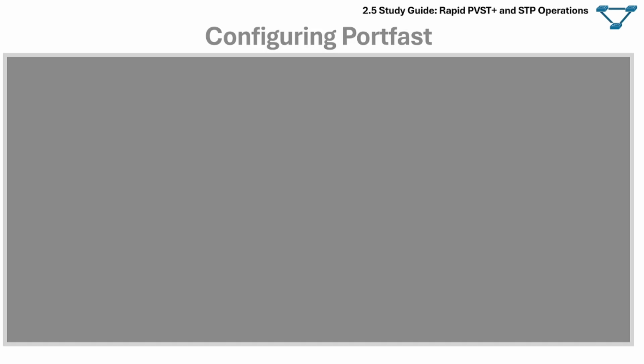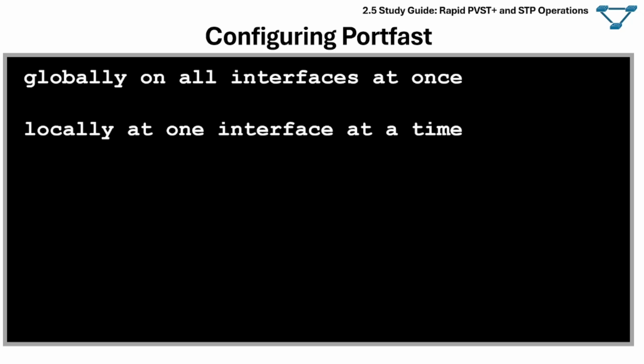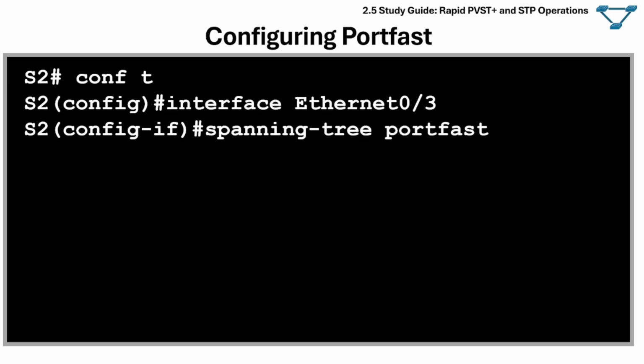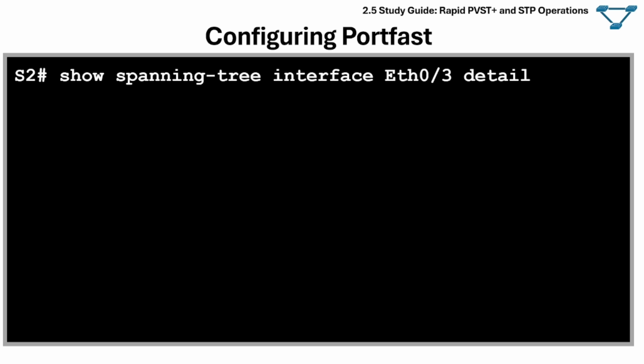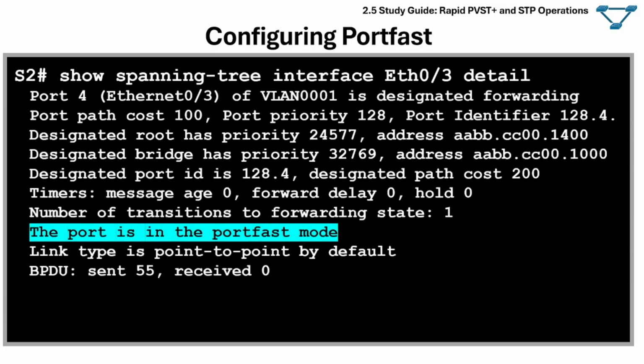Let's now configure PortFast. The PortFast feature is disabled by default on all switch ports. There are two methods you can use to configure it on one or many ports. You can enable it globally or per interface. This is how we configure PortFast on the interface only. First, enter the interface configuration and use the command spanning-tree portfast. We can verify that the interface is configured with PortFast using the following show command. In the output, we can see that the port is in PortFast mode.